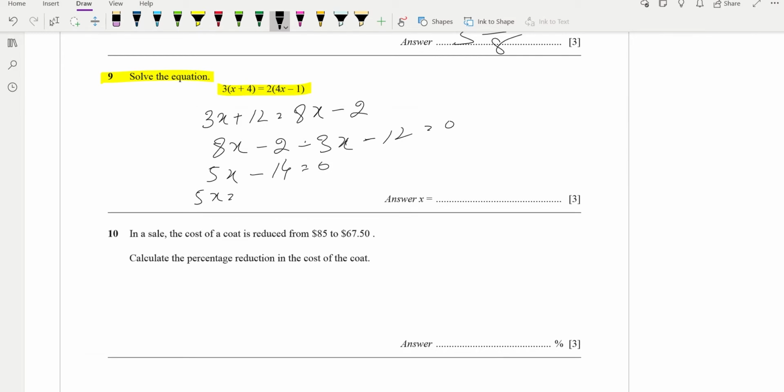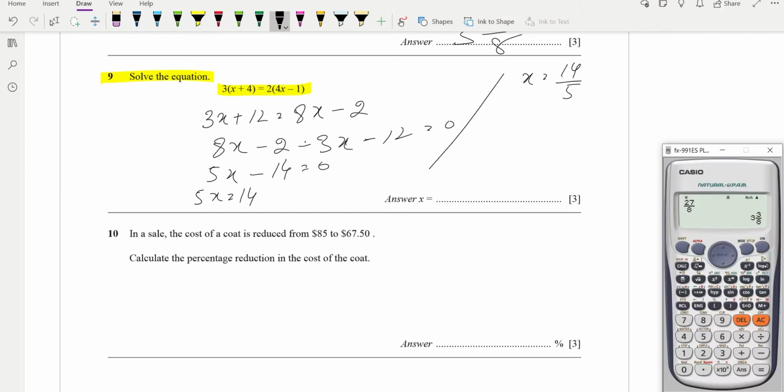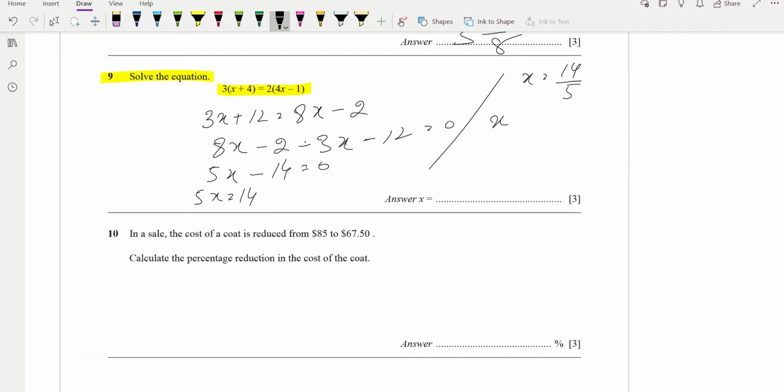So 5x is equal to 14, and this will be x is equal to 14 over 5, and 14 over 5 will be equal to 2.8, so x is equal to 2.8. 2.8 will be our final answer.